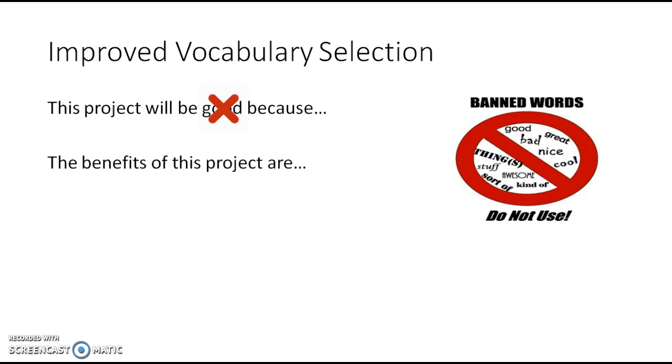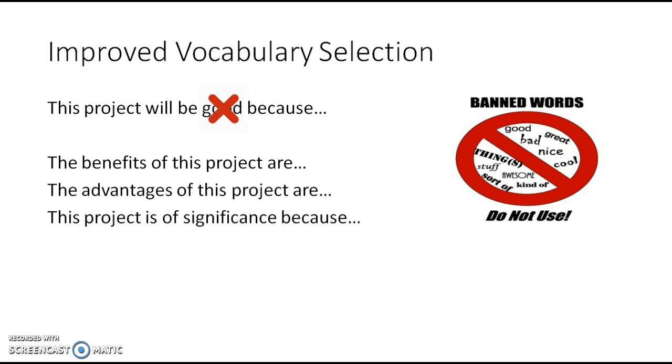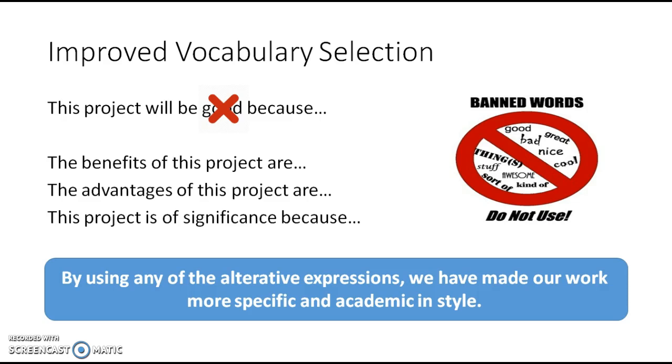So we could write the benefits of this project are. Benefits obviously mean the plus sides, why we should do it, what are the advantages. The advantages of this project are, or this project is of significance because. So now we've moved it away from saying the positives are significance, now we're meaning the importance of it. By using these expressions, we have made our work more specific and academic in style. It's much better than using the word good, and we're really giving the reader an idea of what we want to say.